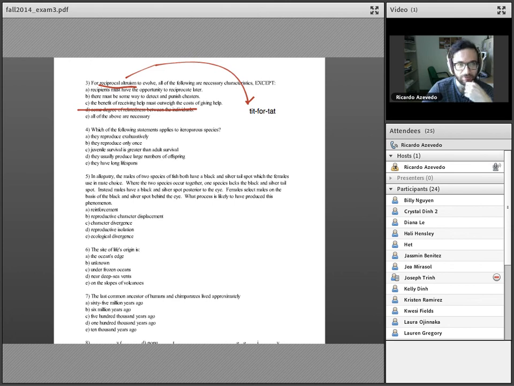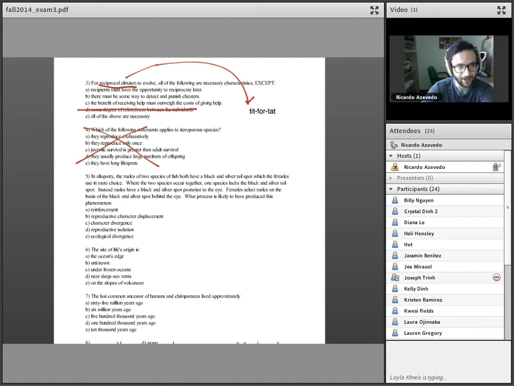Which of the following statements apply to heteroparous species? Is it actually? I think we had to 14, 411, and 9. Okay, so 411. So this question is not, yeah, it's not included.